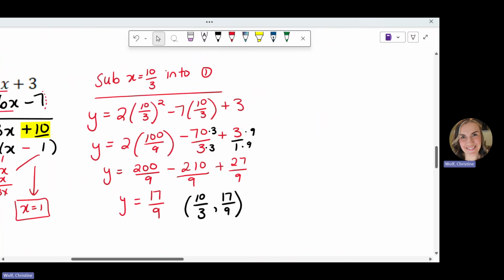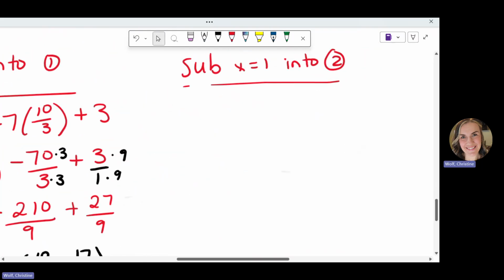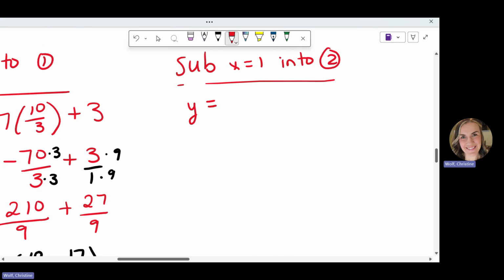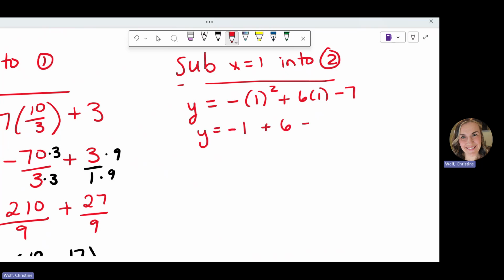Okay, this one will be nicer because the answer is just 1. I'm going to sub x equals 1 into, let's be crazy, let's sub it into 2 this time. If I sub it into equation number 2, that's negative, and then the x is just 1 squared, so that negative is on the outside of the bracket. Plus 6 times 1 minus 7, that is negative 1 plus 6 minus 7, that is negative 2. And so when x is 1, y is negative 2.